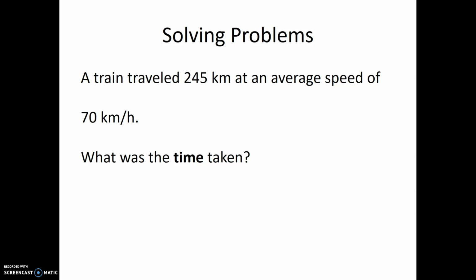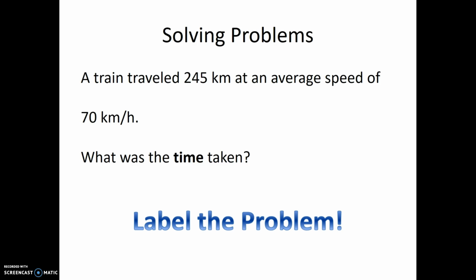Okay, next one. So now we're going to find time instead of speed. A train traveled 245 kilometers at an average speed of 70 kilometers per hour. What was the time taken? All right, let's start off by labeling the problem. And we'll put a D over 245 kilometers, an S over 70 kilometers per hour, and a T equals question mark over time taken. Make sure you have that in your notes.